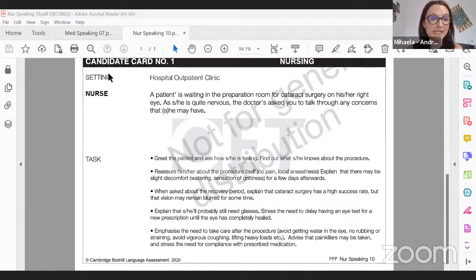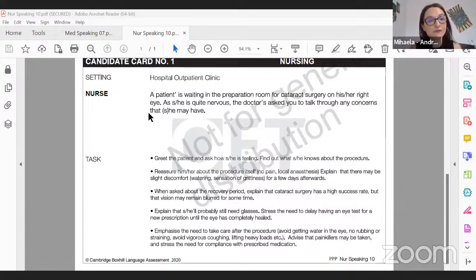First of all, we have a setting. And you see here we're in a hospital outpatient clinic. So that means that you either know or you don't know the patient, depending on the situation. Since you are in a clinic, you might not know the patient, but we'll see later if you do or not. This information here is information for you to understand the task, understand the type of patient you are dealing with, or understand the medical problem.